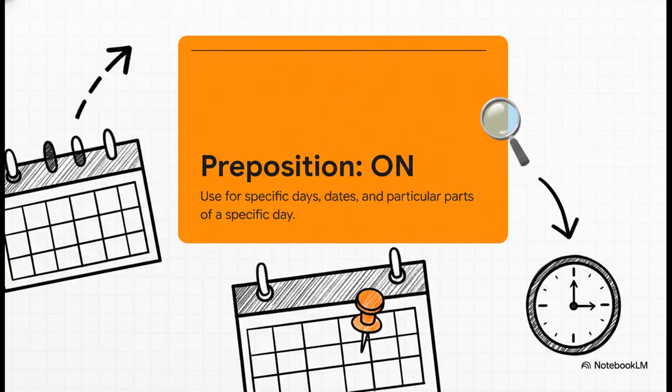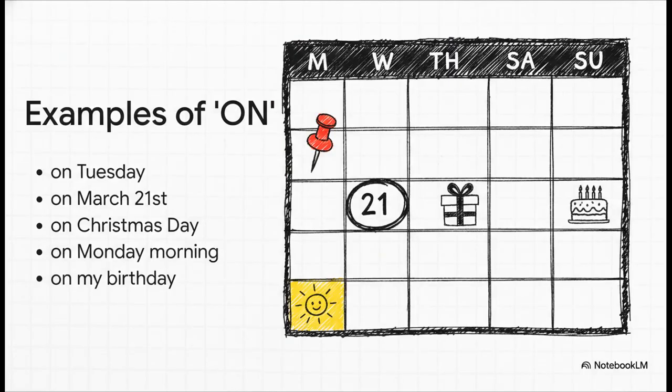On is all about pinpointing a specific spot on the calendar. Think of it like taking a sticker and putting it on one single day. It narrows our focus from that big, general month down to a specific day or a date. Yeah, it's kind of like the bridge between the super general and the super precise. Just take a look at these examples.